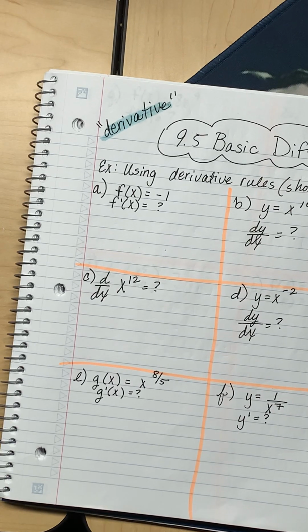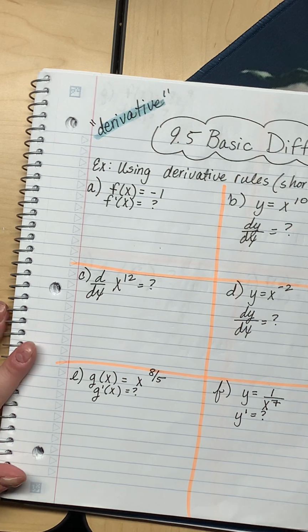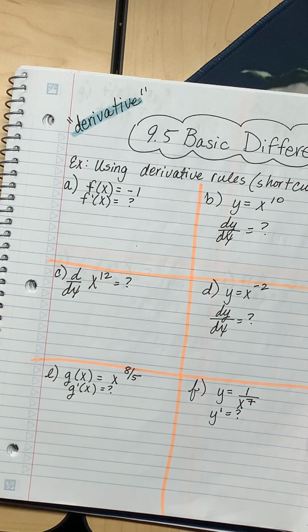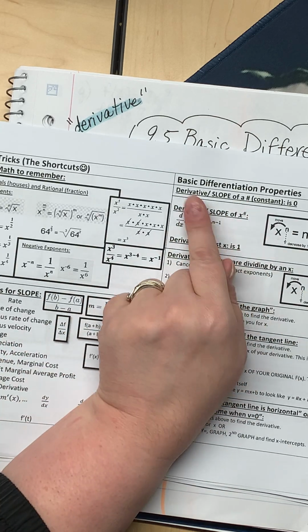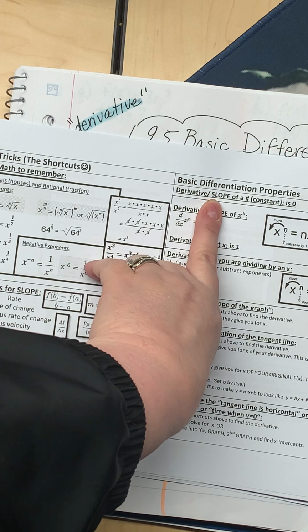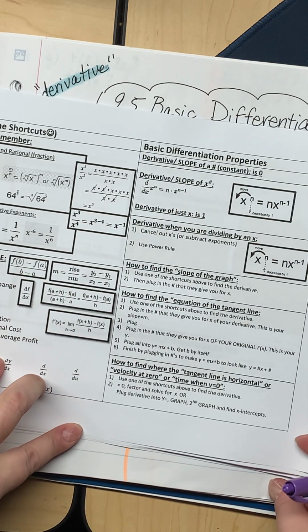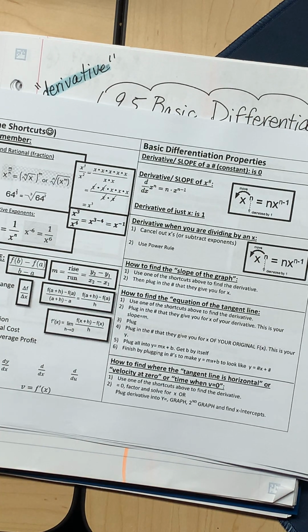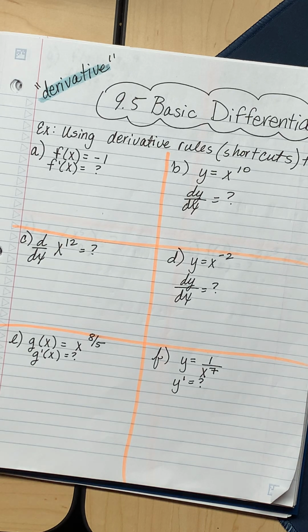So in 9.5, the very first trick we learn is that over here on the top right, it says derivative slope of a number, which is a constant, and that's just equal to 0. So anytime you have just a number, the slope is 0.